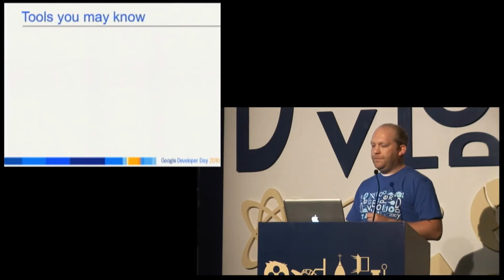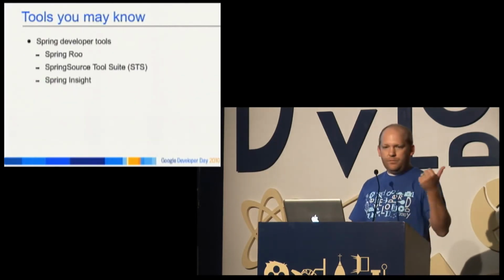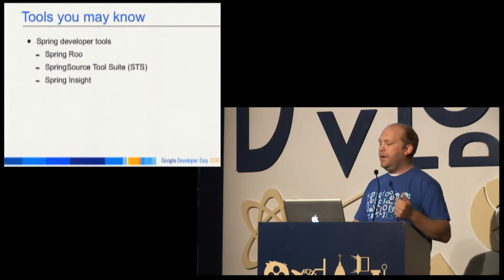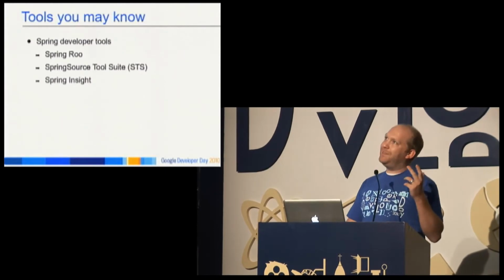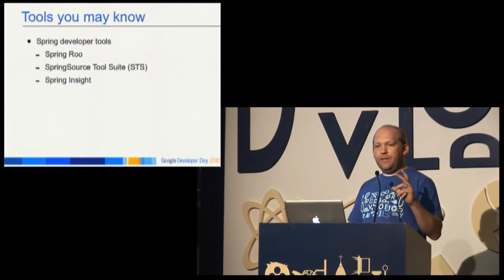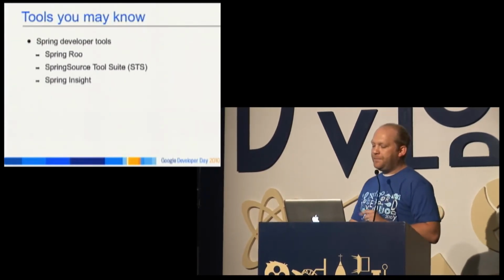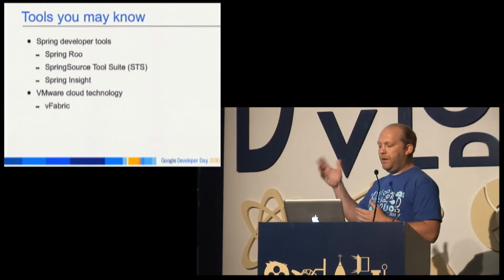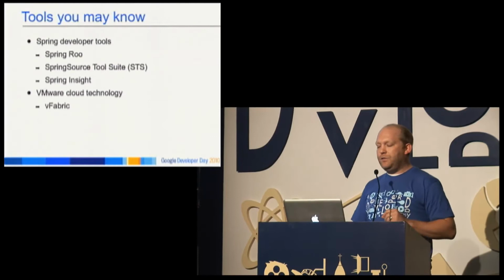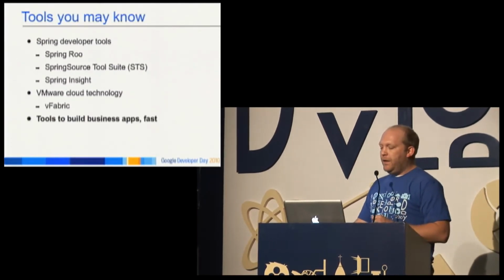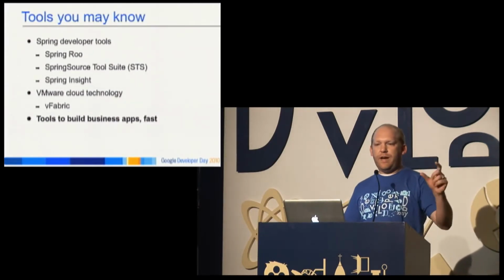So we looked at the tools you may know. Spring Developer Tools, I've covered most of these. Spring Roo generates code. SpringSource Tool Suite is your IDE. Spring Insight is a performance metric gathering tool that allows you to identify sluggishness in your application. I'll talk about that more in a second. Then we noticed that VMware, the parent company of Spring, had a cloud technology called vFabric that allows you to deploy to on-premise environments. And then essentially they had tools to build business apps fast. Okay, so they had the business portion and fast down.